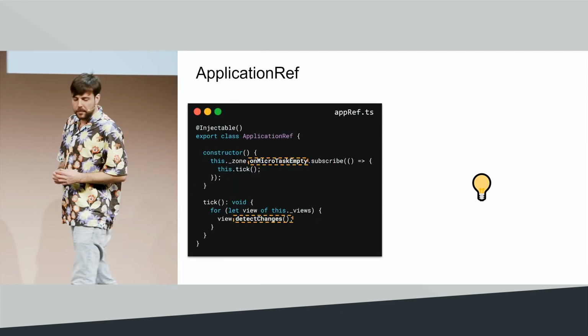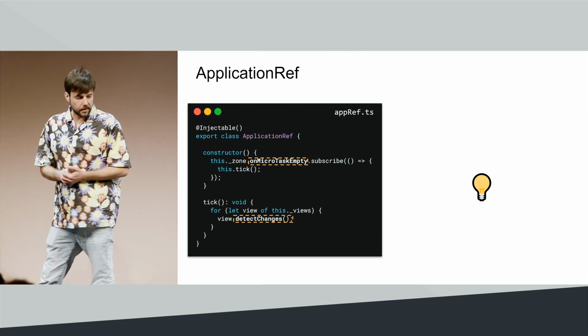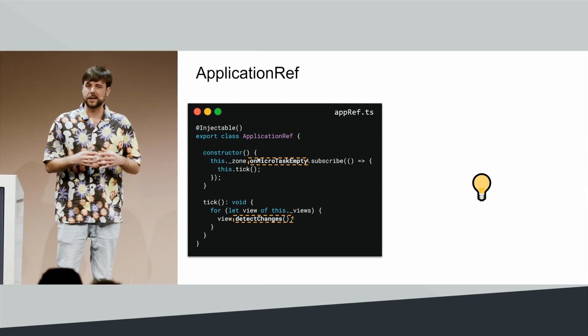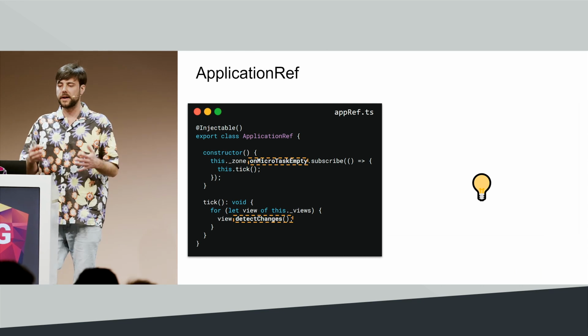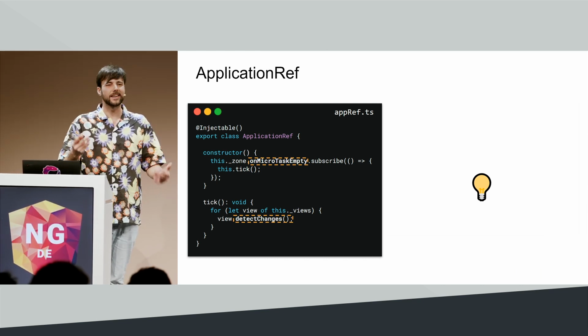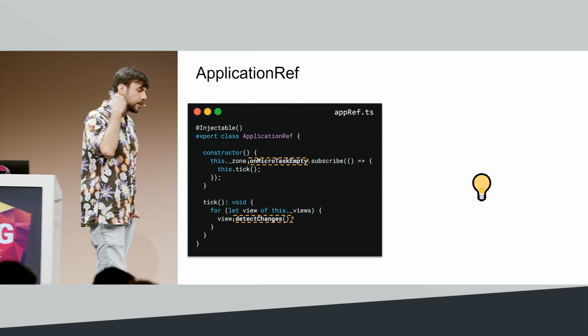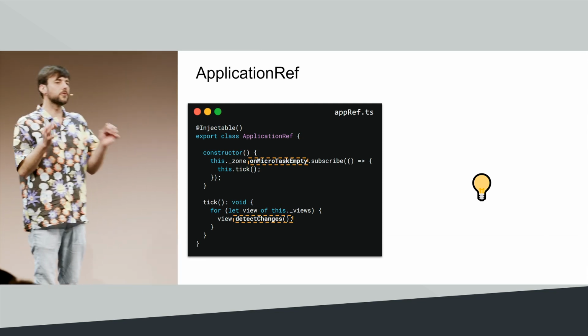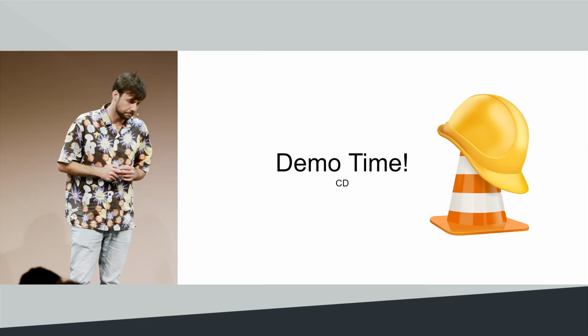The last piece in my application ref, I have this zone on microtask empty. I can subscribe to that event, and whenever it fires, I call application ref tick. This is basically technically the underlying concept that we need to keep in mind when we want to understand what changes we introduced.